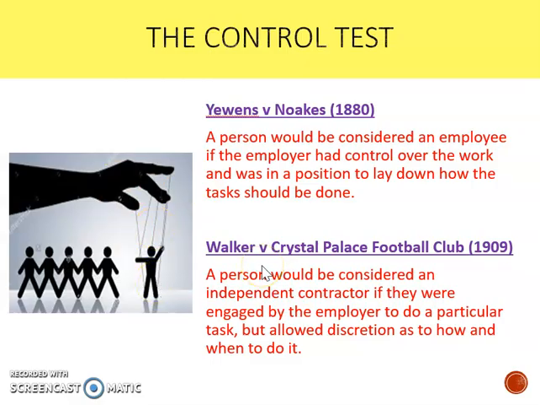In Walker and Crystal Palace, they said that a person's going to be an independent contractor and not an employee if they've got discretion as to how and when to do the job. I'm a teacher. I don't have discretion as to when to teach. I'm told, this is your timetable at this time. I go and do it. So I'm under the control of my employer.